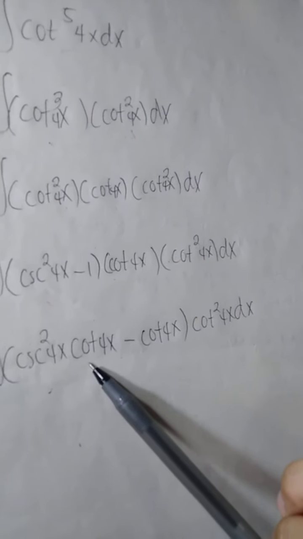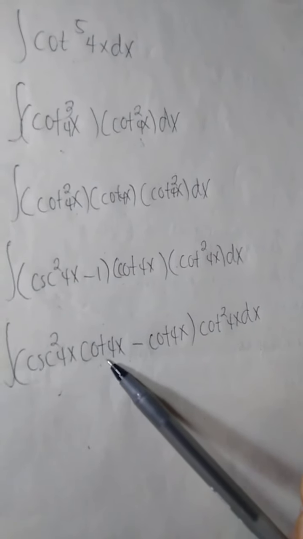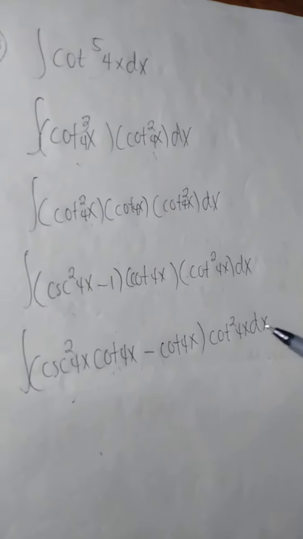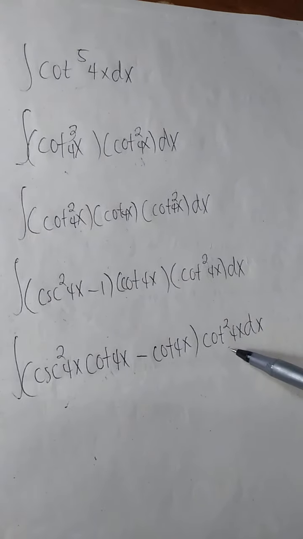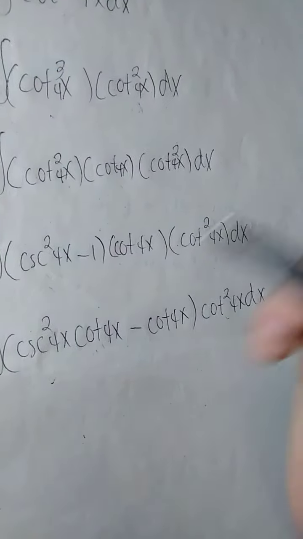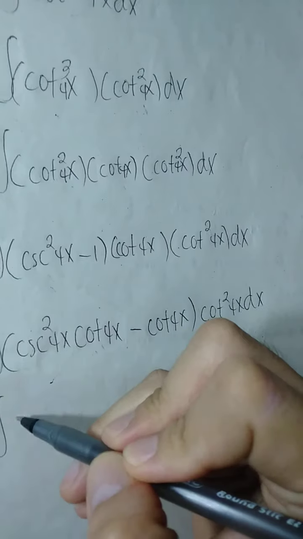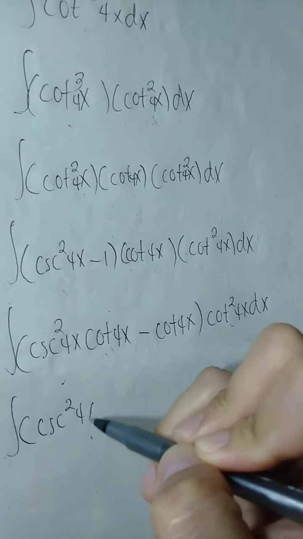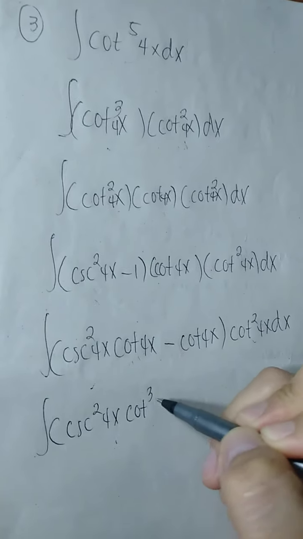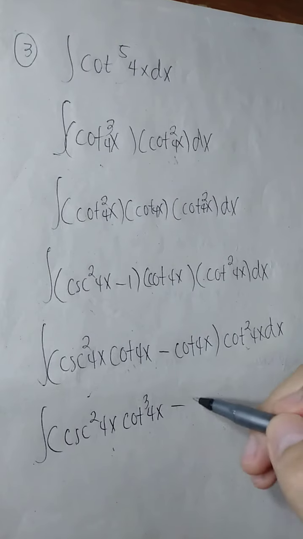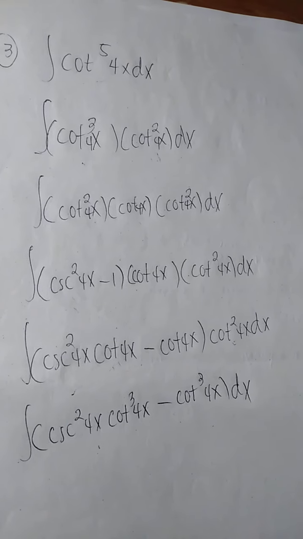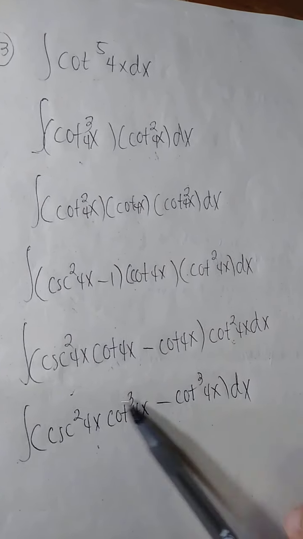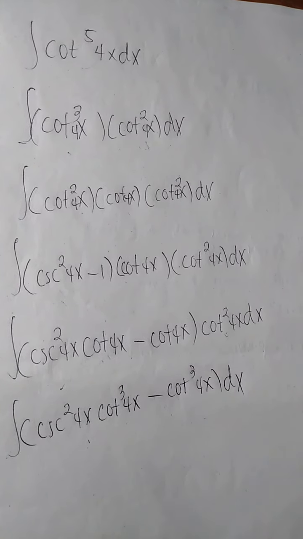So pwede ka mag-u dito. So let u cotangent, of course, derivative ng cotangent is cosecant squared. Then, eto, hindi pa, since we need to distribute. So we need to distribute cotangent dito sa loob pa ulit. So if we distribute cotangent squared 4x dito, magiging cosecant squared 4x cotangent cube 4x minus cotangent cube 4x dx. Of course, ito, wala namang problema, integrable. Ito problema. Walang integral ng cotangent cube.